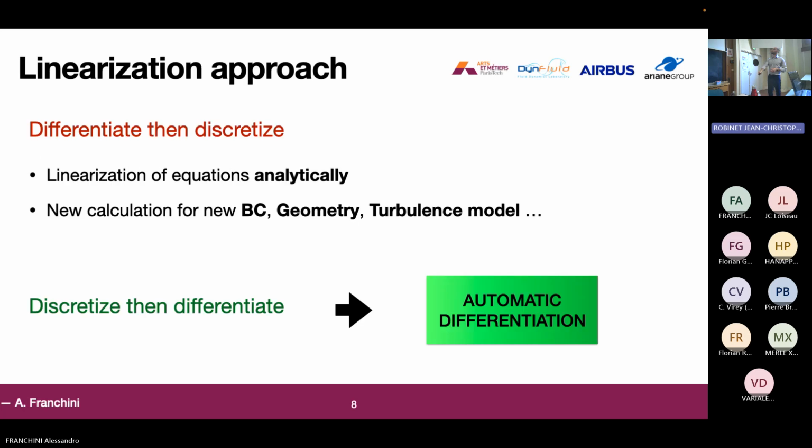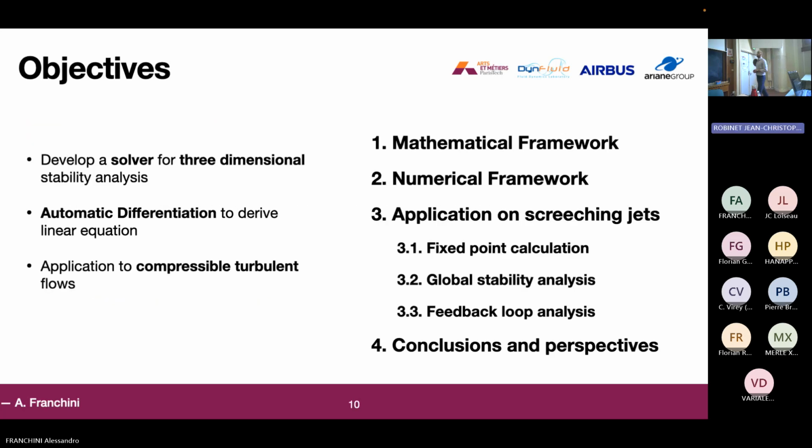So this is the timeline of the presentation. First, we will talk about the mathematical framework. Then we will take a deep dive into the numerical framework and the solver that we want to use. And third, we will look at an application, a real case of a switching jet, and we will look through the fixed point calculation, how we perform global stability analysis, and then we'll use this data to analyze the feedback loop inside the jet, and then at the end we will present conclusions and perspectives.